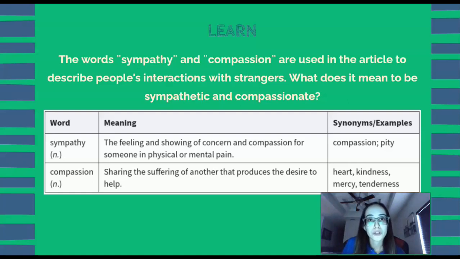ELA notebook where your vocabulary words are, but I would like you to write it down once more, because this is a word I would love for you to include in your end of module essay that you're going to be writing for me. Compassion, what does it mean? Well, sharing the suffering of another that produces a desire to help.